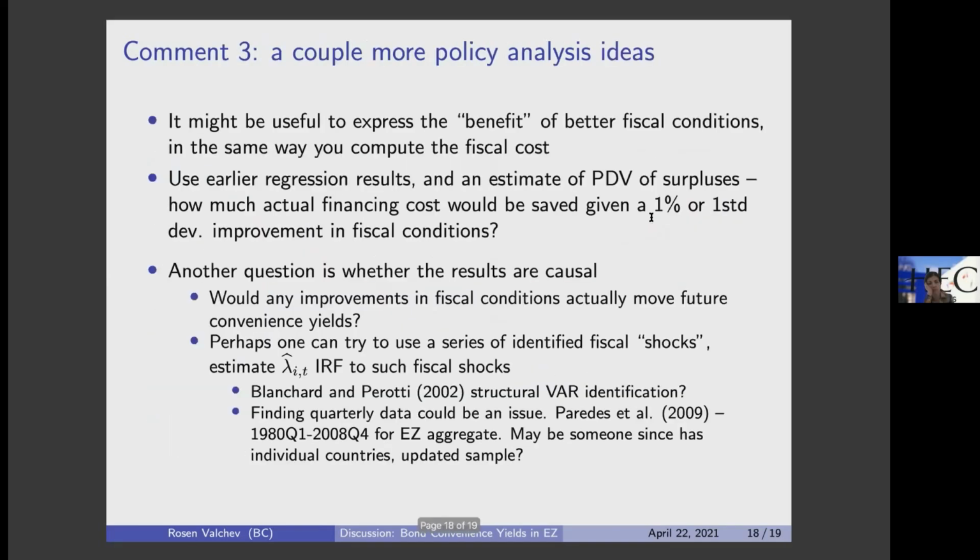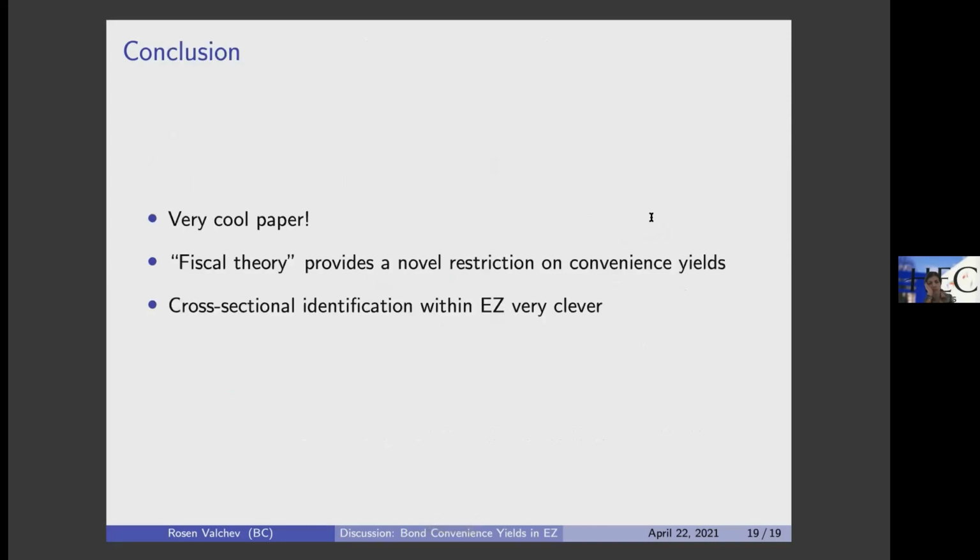I think I only had 1 minute, so let me just conclude. The couple more policy ideas are not so interesting, but they're just different ways of presenting the same results. I think it's a very cool paper. I think its fiscal theory provides a novel restriction on convenience yields. I wouldn't quite call it a mechanism, but it's definitely a restriction and a very interesting null hypothesis. And I think the cross-sectional identification within the Eurozone is very clever. Good way to back out convenience yields.